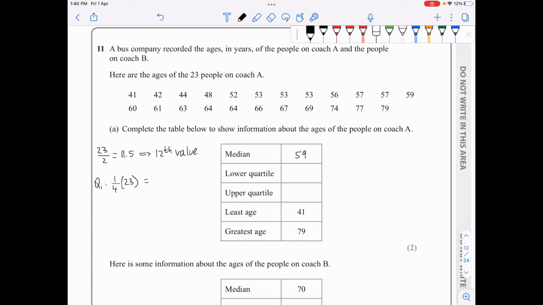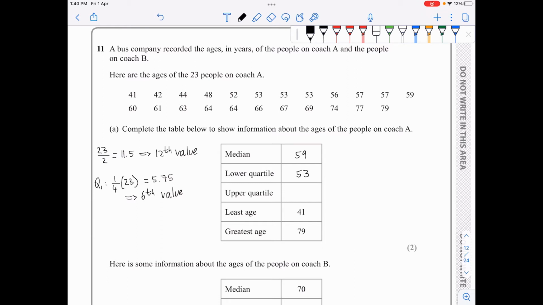Now 4 in 20 goes 5, and then I'm left with 3/4, so this is 5.75. So again, I'm going to round up and take the 6th value. So the 6th value, 1, 2, 3, 4, 5, 6. The lower quartile is 53.